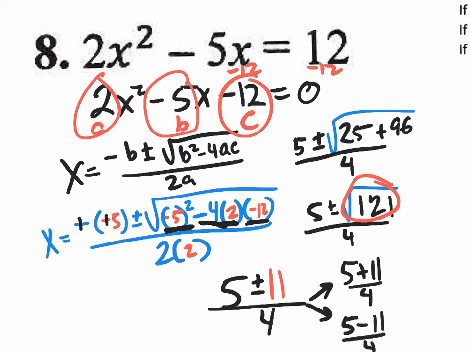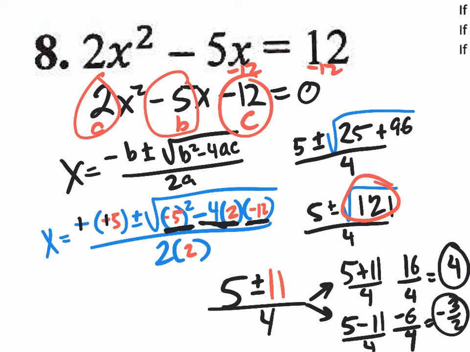So 5 plus 11 is 16. 16 divided by 4 is 4. And 5 minus 11, that's negative 6 divided by 4. That is negative 3/2 if you reduce it, or negative 1.5.